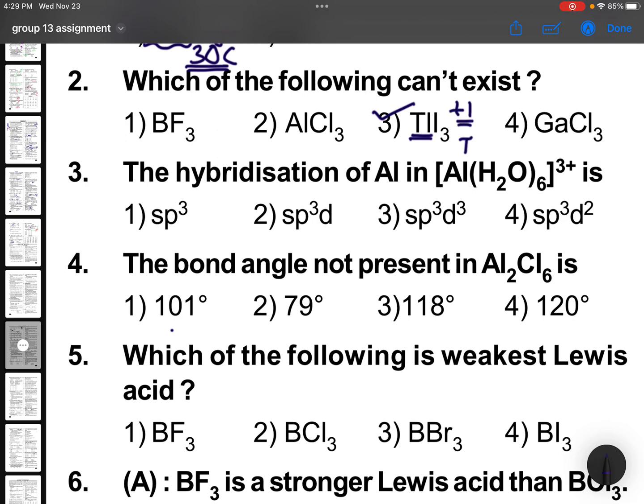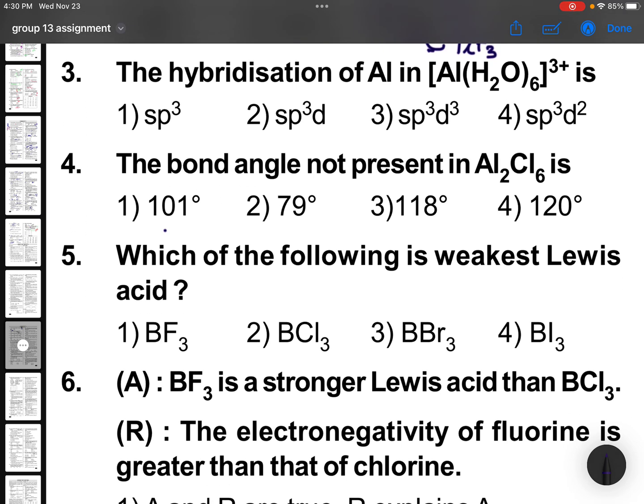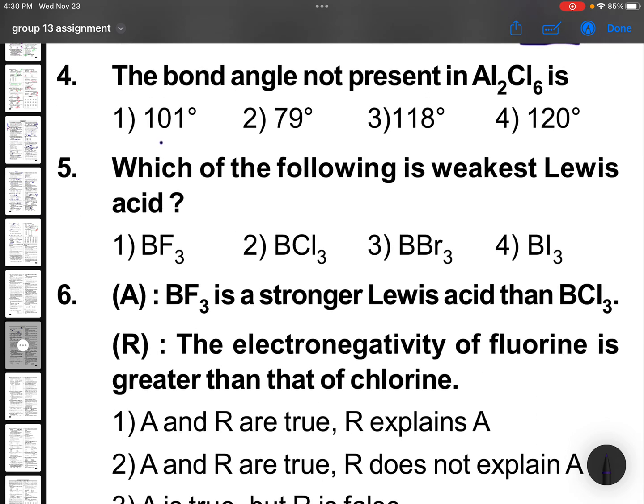Plus 3 it can form with fluorine, types of highly electronegative atoms, but with iodine it is not possible. The hybridization of aluminium in [Al(H2O)6]3+: clearly you can see there are 6 water molecules, so sp3d2, coordination number 6. The bond angle not present in Al2Cl6 is to be remembered. There is no 120 degrees because it is like sp3 hybridization. It cannot be 120 degrees.